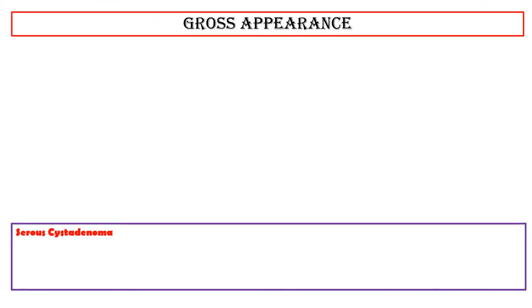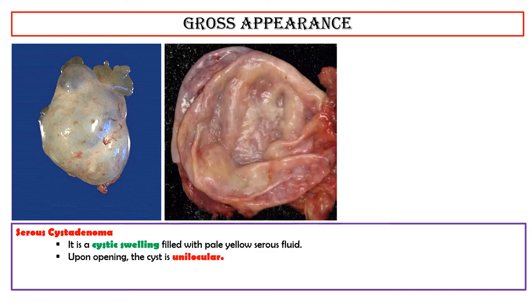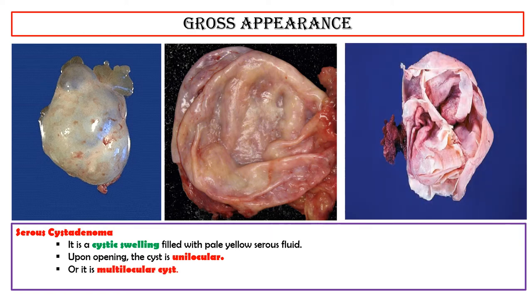Serous cystadenoma. It is a cystic swelling filled with pale yellow serous fluid. Upon opening, the cyst is unilocular or multilocular. They show smooth outer and inner surfaces and are devoid of excrescences.